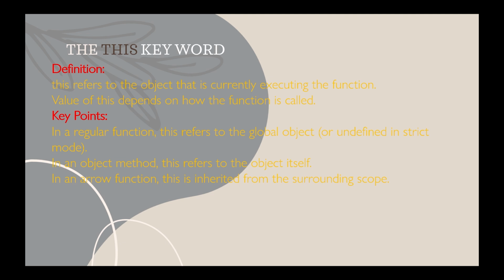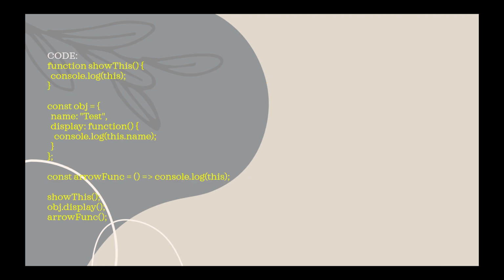And here we show the example in which first this is used in a global function, next it is used within an object, and next we see it used in an arrow function, where it is inherited from the surrounding function. About var, let, and const.